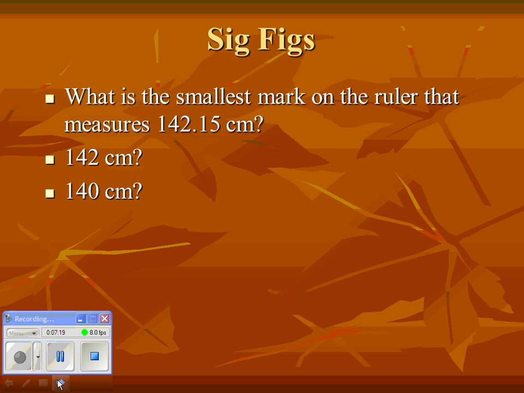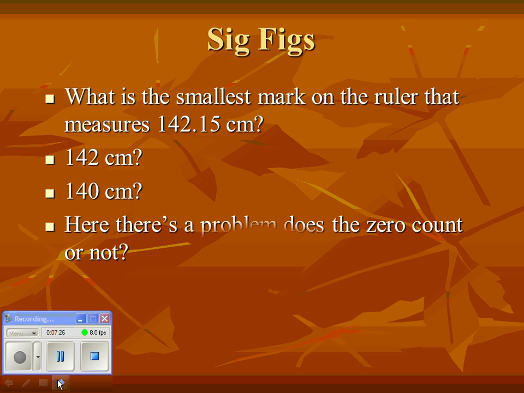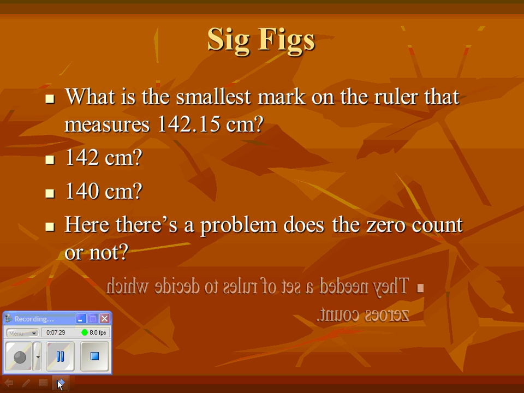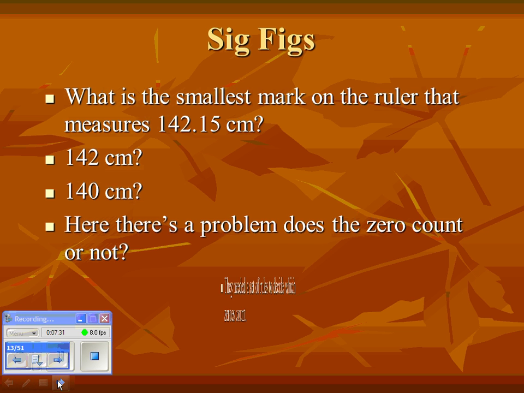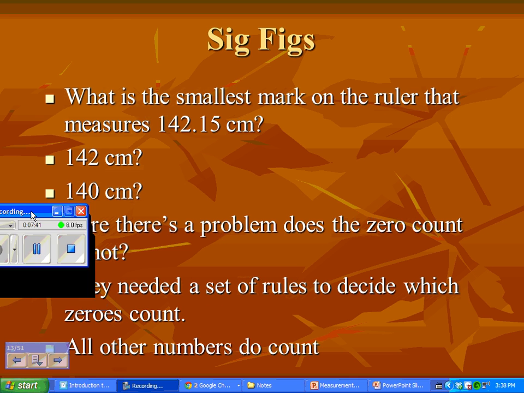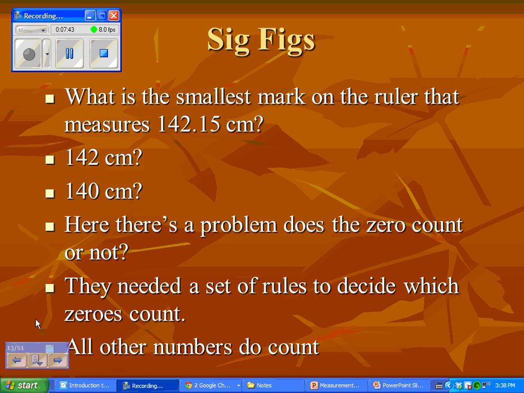Whenever I have a 0, it depends. There's going to be rules that help us decide when a 0 counts and when it does not. All other digits, so 1 through 9, any digit other than 0 is always going to count.